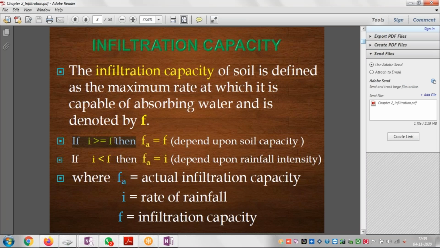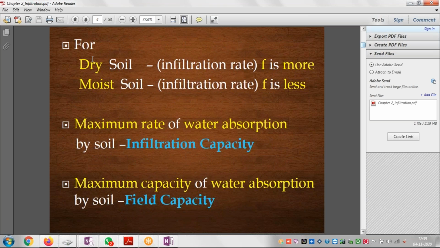Now the condition is given that if I is equal to f, then fa will be equal to f. But if I is less than f, then fa will be equal to I. So just remember this. Only the concept you should understand.